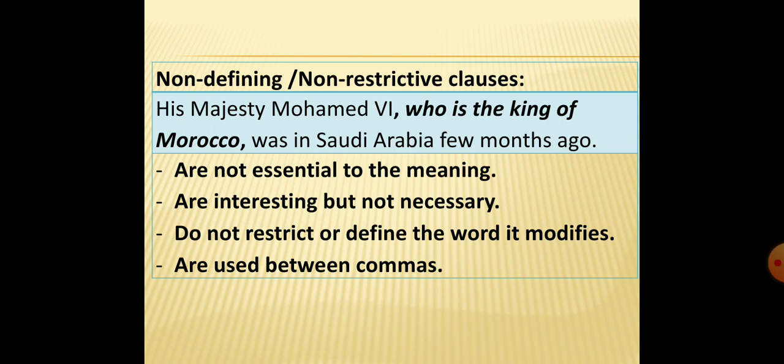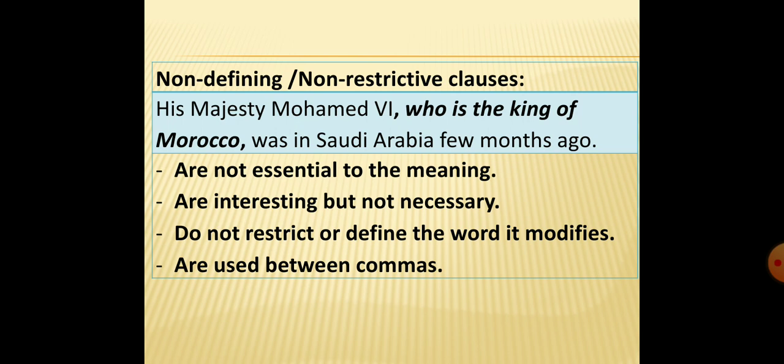For non-defining or non-restrictive clauses, we can have the example here: His Majesty Mohammed VI, who is the King of Morocco, was in Saudi Arabia a few months ago. Here I will ask you the same question. If we omit the clause in bold here, who is the King of Morocco, will it change the meaning or not? If I say, His Majesty Mohammed VI was in Saudi Arabia a few months ago.